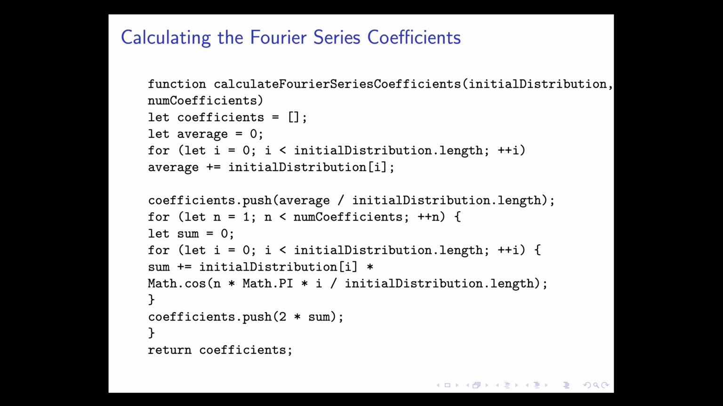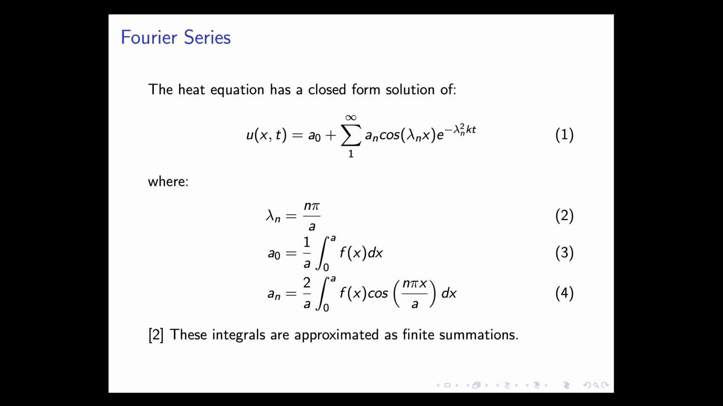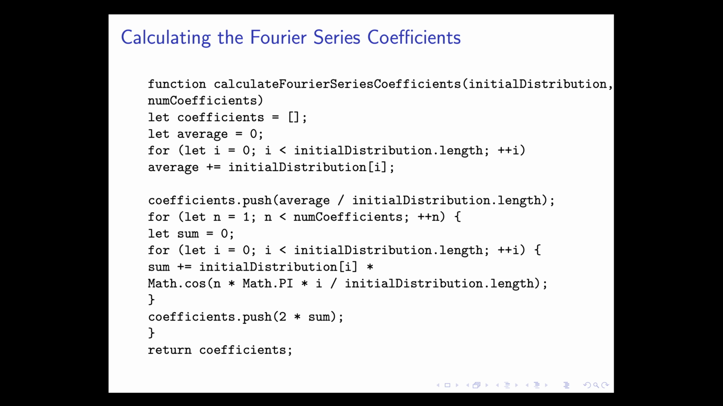Then the next components are your normal Fourier series stuff. We add up the cosine n pi x over a times the function. That's where we do that. We do for n equals 1, n less than the number of coefficients, and then we have a for loop for every point along the distribution. We multiply the cosine times the initial distribution, add it into the sum, and then push that into the coefficients.